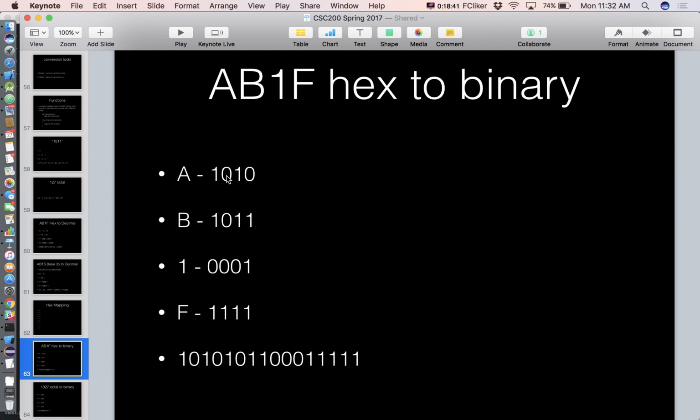Why is that? The legal digits in hexadecimal are 0 to 15. Well, how many bits do we need to represent a 15? We need 4, right? An 8 plus a 4 is 12, plus a 2 is 14, plus a 1 is 15. So we need a total of 4 bits to represent the largest hexadecimal hextet.